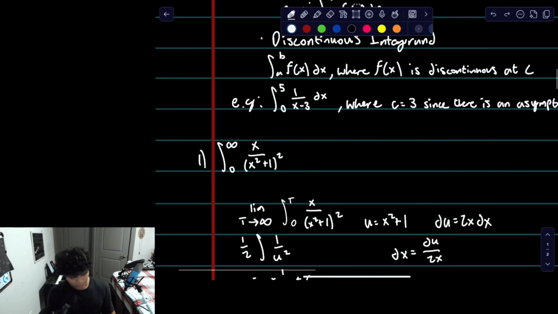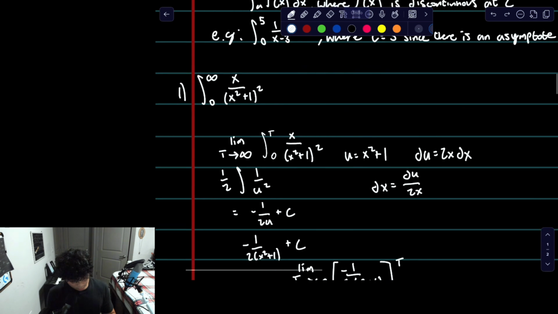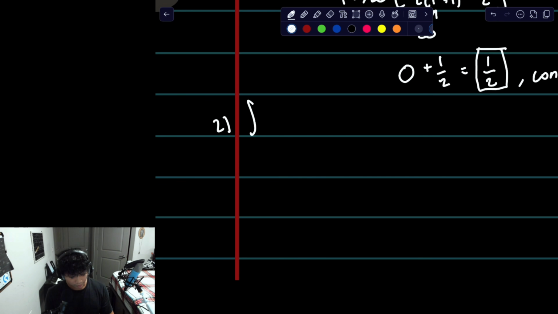Now, based on our definitions over here, would this be considered convergent or divergent? Since this is neither a negative infinity nor an infinity, and this is in fact a finite real number, this will be considered convergent. So our final answer will be 1/2, convergent. And we just solved our first improper integral. I would now like you to do this second problem on your own.